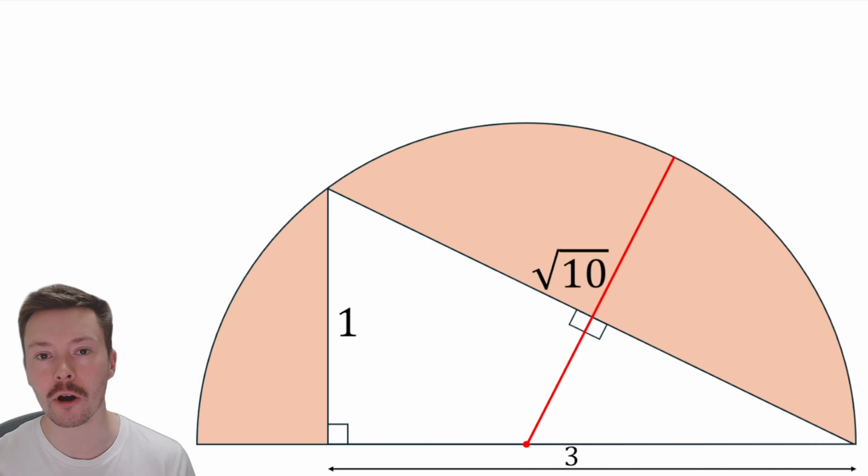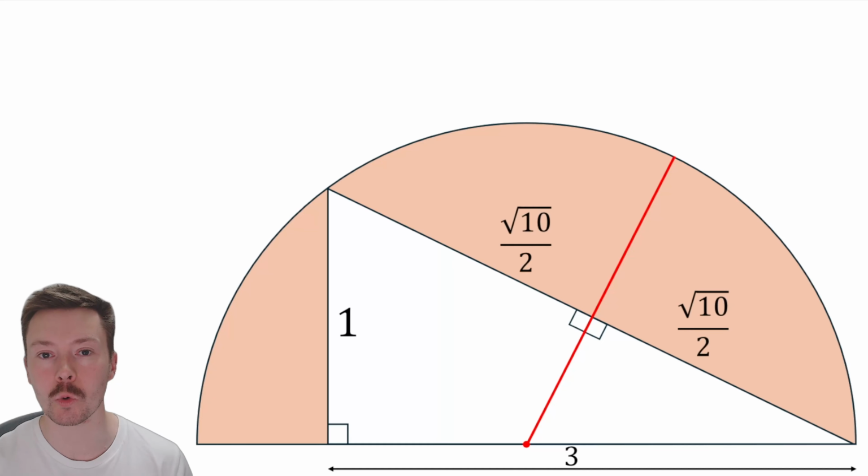Now, the reason I want that specific radius is because a radius that meets a chord at a right angle will bisect the chord, and that hypotenuse is a chord of the full circle. Bisect means cut it in half. So that root 10 from the hypotenuse will get split into root 10 over 2, either side of that radius.